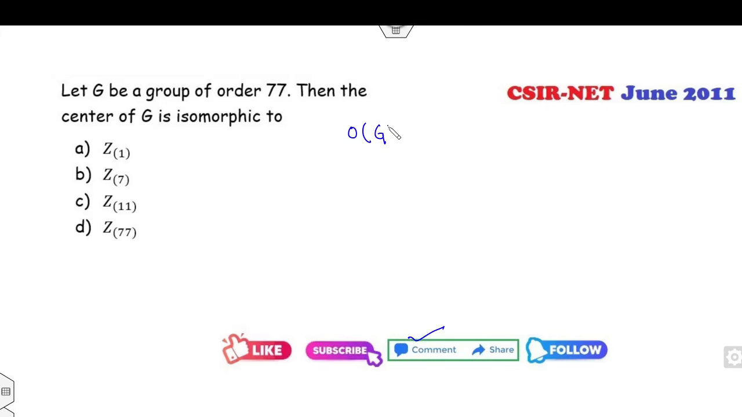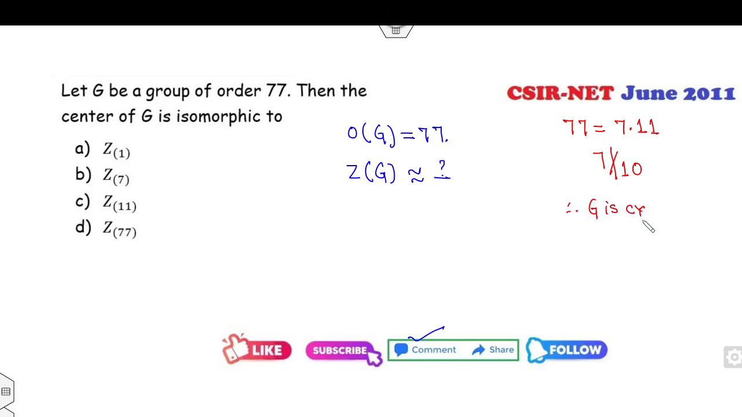Let G be a group of order 77. Then the center of G is isomorphic to what? Again, very simple. First of all, we can see whether it's cyclic or not. 77 is 7 times 11. Clearly, 7 doesn't divide 11 minus 1, which is 10. So that means this group is cyclic.